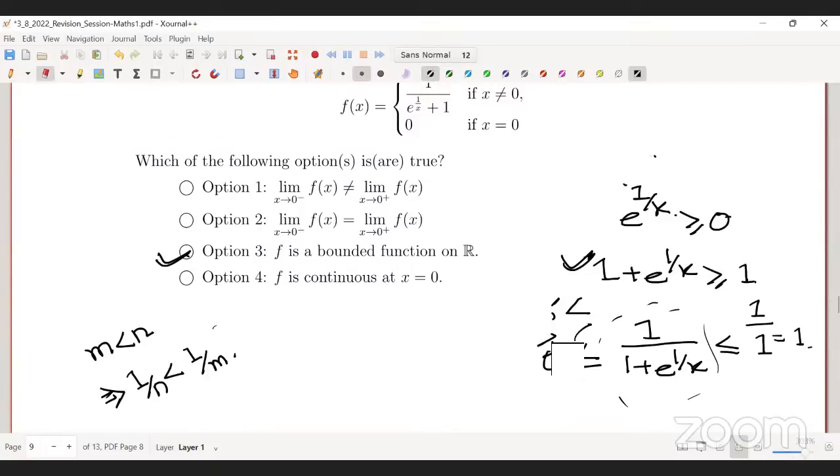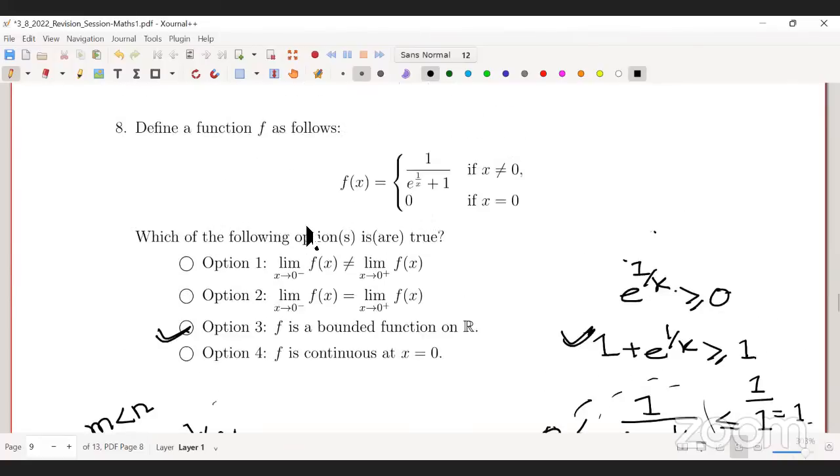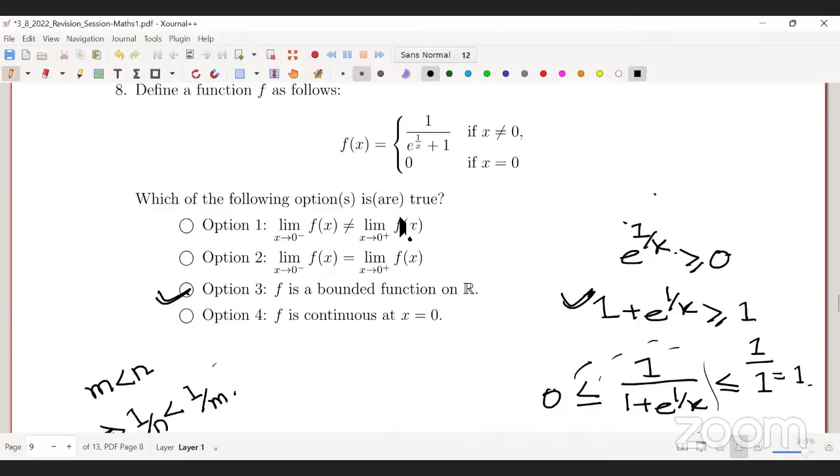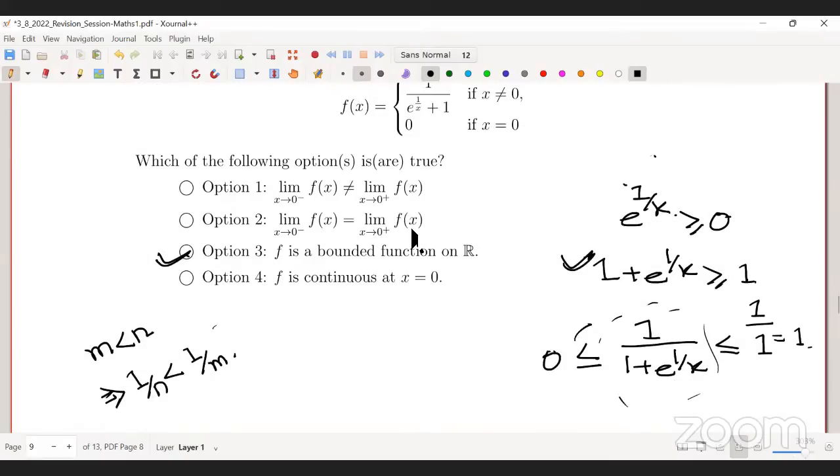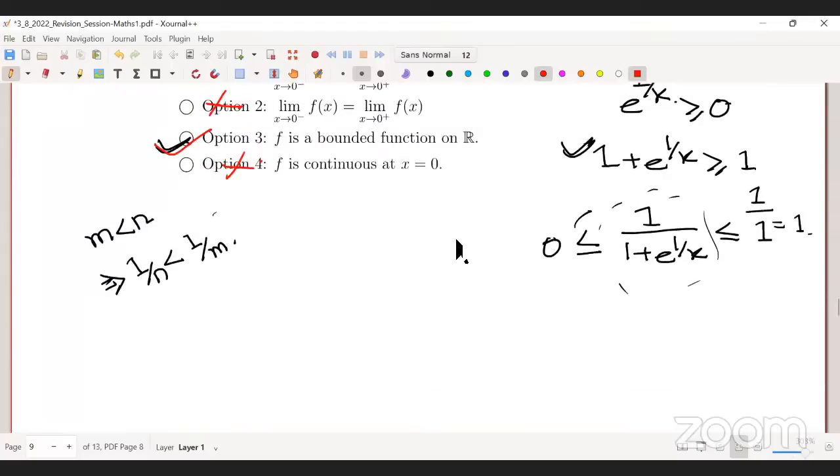Sir, your option 2 should be correct, no? Why is option 1 wrong? No, as I said, this is already in your activity questions. You try to do it. I will not solve this question. Options 1 and 3 are correct. Option 2 is wrong because it is not continuous. Let me tell you the correct answer: option 1 is correct, option 2 is incorrect, option 3 is correct, option 4 is incorrect. Now you try to do it.